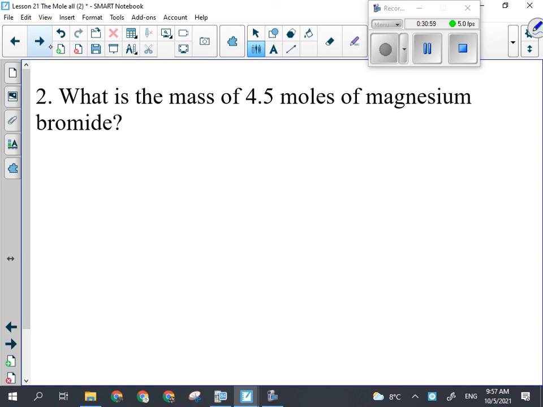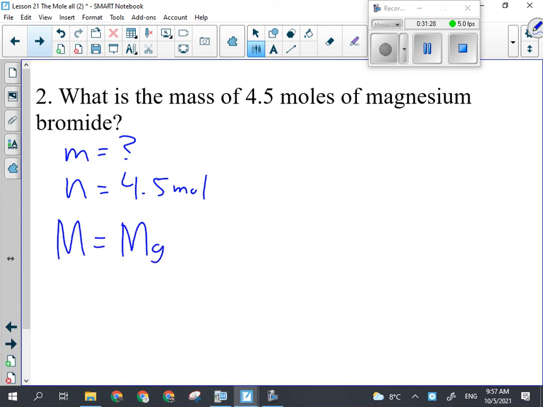All right, so for this one, first step, writing down our givens. Okay, what is the mass? All right, so we're looking for little m, of 4.5 moles. What did they just give me there? Number of moles, so they gave me n. Of magnesium bromide. Okay, so big M, magnesium and bromine. This is a 2 plus, that's a 1 minus, so we're looking at that as our formula.